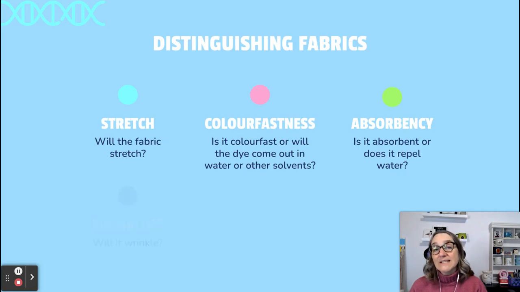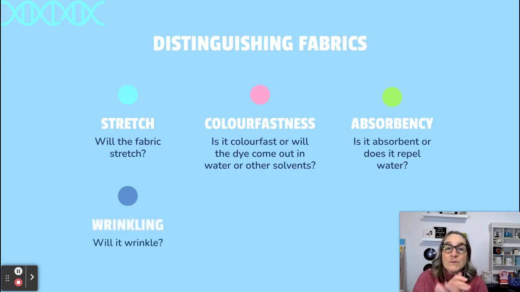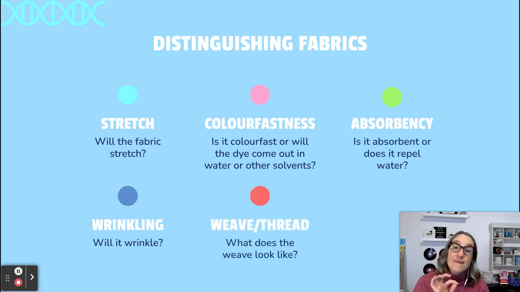We also test how easily the fabric wrinkles when we crumple it up. Does it return immediately to its original shape and texture, or does it keep some of those wrinkles that it got when we squished it up into a little ball? We also are going to carefully examine the weave of the fabric, ask ourselves what the weave looks like, or perhaps the fabric is a knit, which is a little bit different from a weave.